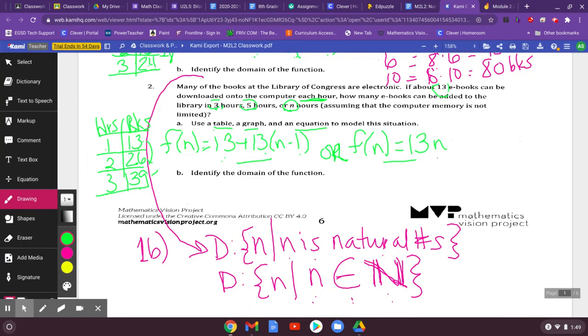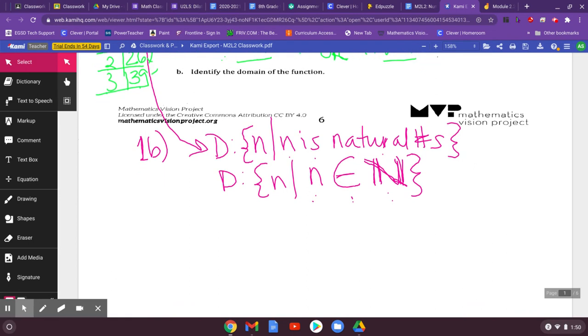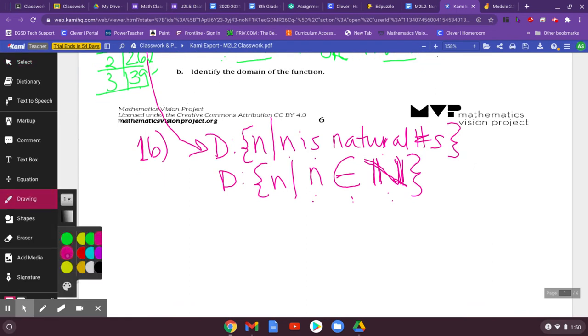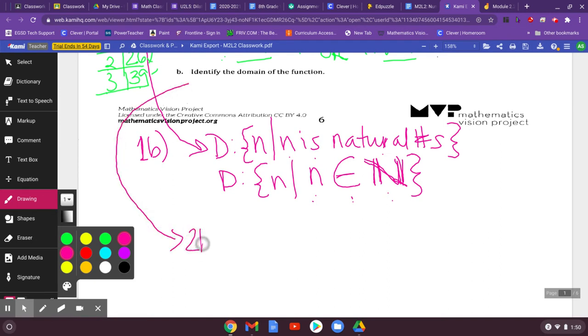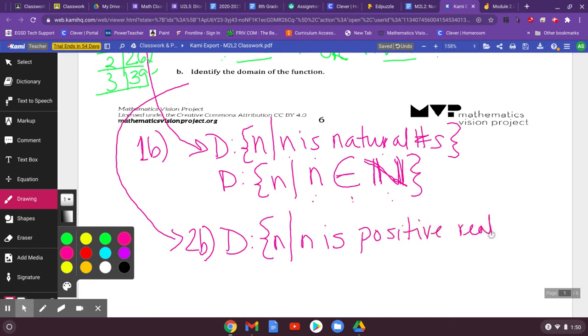So now coming back here and working on domain. Let's scroll down and do a domain for this one. So domain, I'm going to do it down here. 2b. Okay, so my domain. What numbers could I have put in for n? Well, we said we could do 1 hour, we could do half an hour, we could do 3/4 of an hour. So that means we could do real numbers. But can I have a negative half? -3. No. So we're going to say n is positive real numbers.